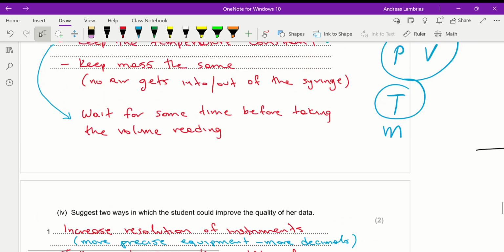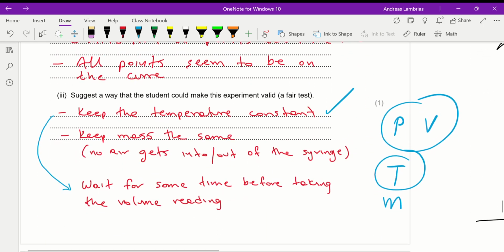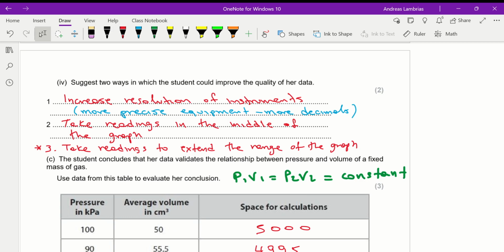Another thing we can do, if you have a look at the graph, you see that there is some data here, some data there, but in the middle, we don't have any measurements. So one way to improve this is to take measurements in this range where there's no data. And also, we can always increase the range of the data. So instead of having 50 to, let's say, 100, we can have measurements above 100 or below 50. Increasing the range of our data will also improve the quality of our data.